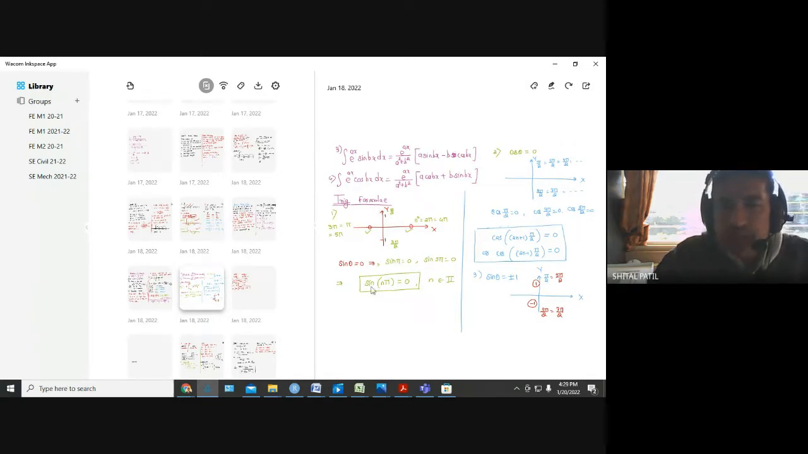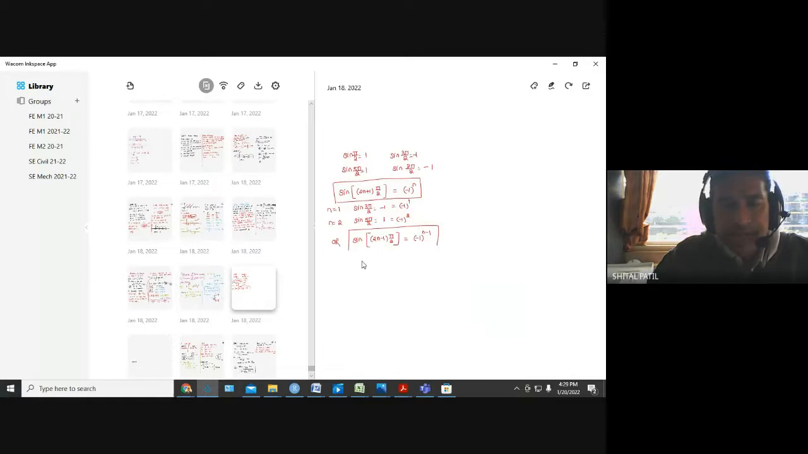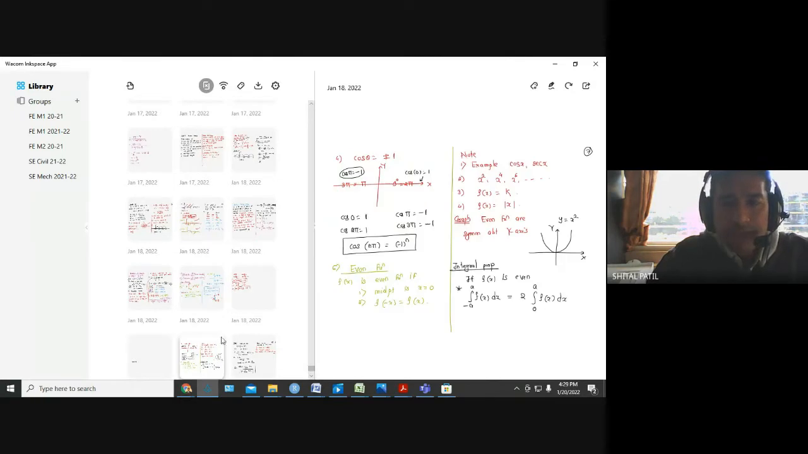Then a few trigonometric formulas: sine of n pi equal to 0, cos of (2n plus 1) pi by 2 equal to 0. Then sine of (2n minus 1) pi by 2 is equal to minus 1 raised to n minus 1. Okay. Then same for cos n pi, minus 1 raised to n. These formulas we studied. Then we started with the even function. Already we studied it in unit number 1.